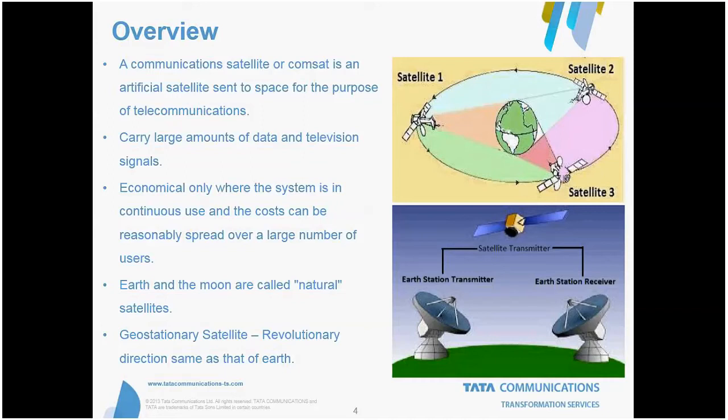There are two types of satellites, active and passive. The classic example of a passive satellite is the Moon, which is also called a natural satellite. Active satellites are also called transponders, and they consist of a transmitter, a receiver, a power supply, and other equipment. If you want to cover the entire Earth, you require three satellites placed at 120 degrees to each other. The typical lifespan of a satellite is 15 years.